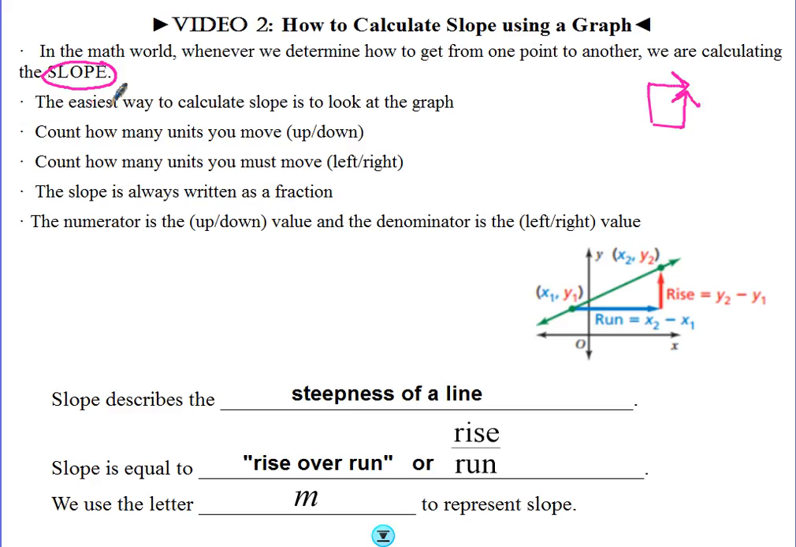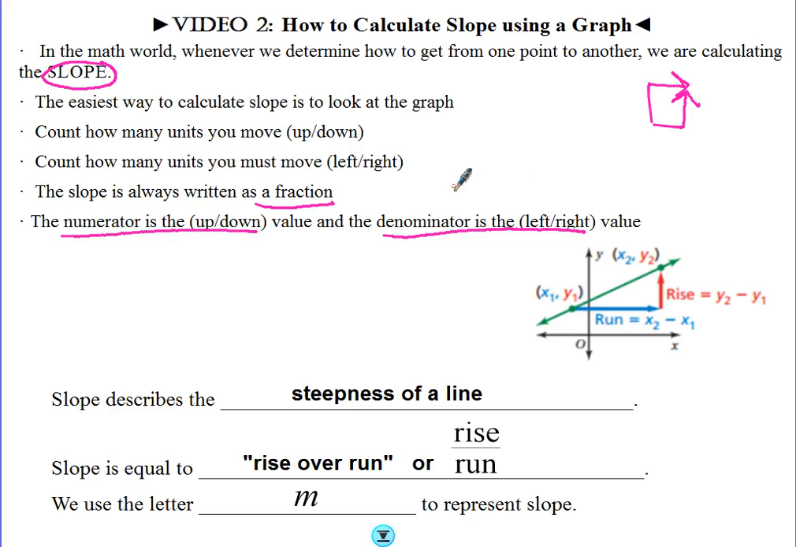The second, the easiest way to calculate slope is to look at the graph, which is what we did. I gave you point A, point B, and we looked at the graph. It says, count how many units you move up or down, count how many units you move left or right, and the slope is always written as a fraction. The numerator is the up or down value, and the denominator is the left or right value.